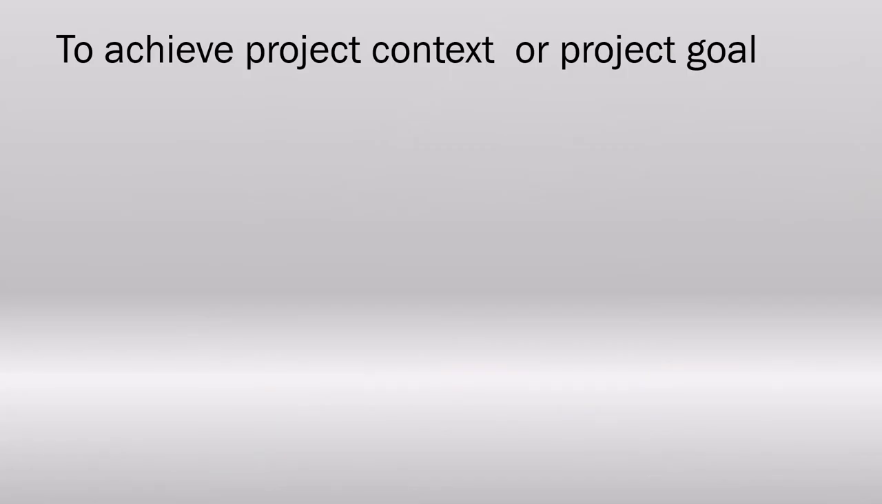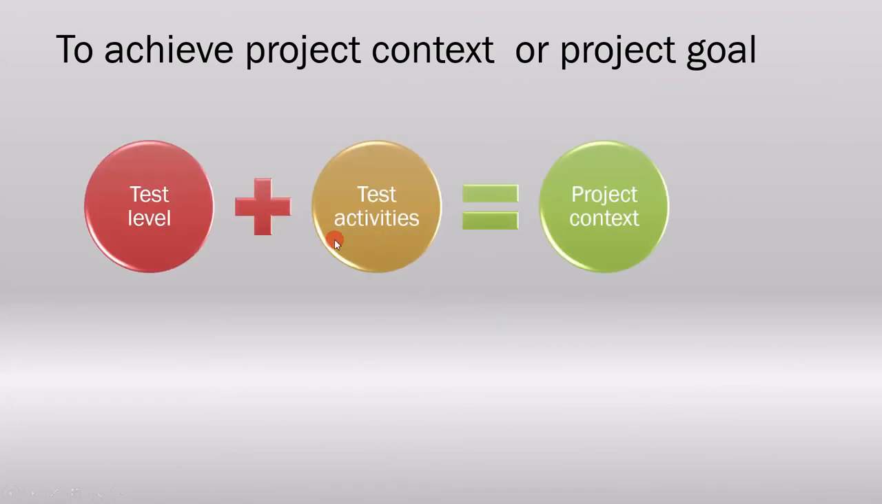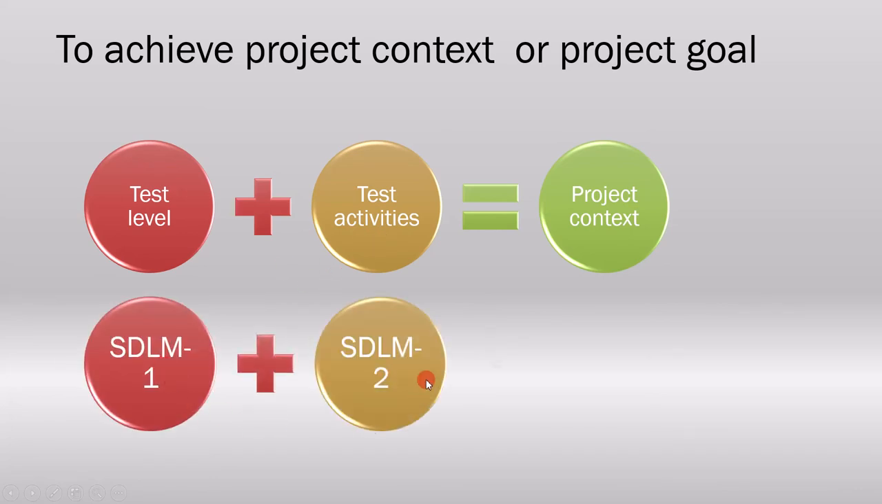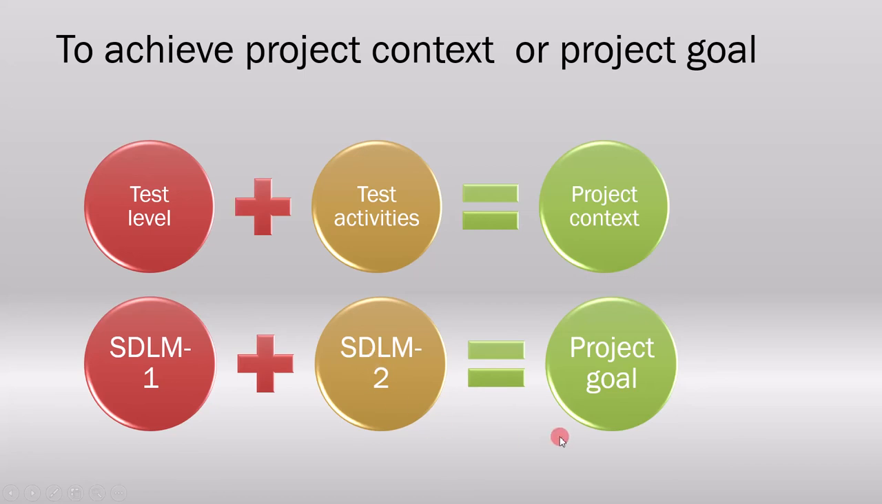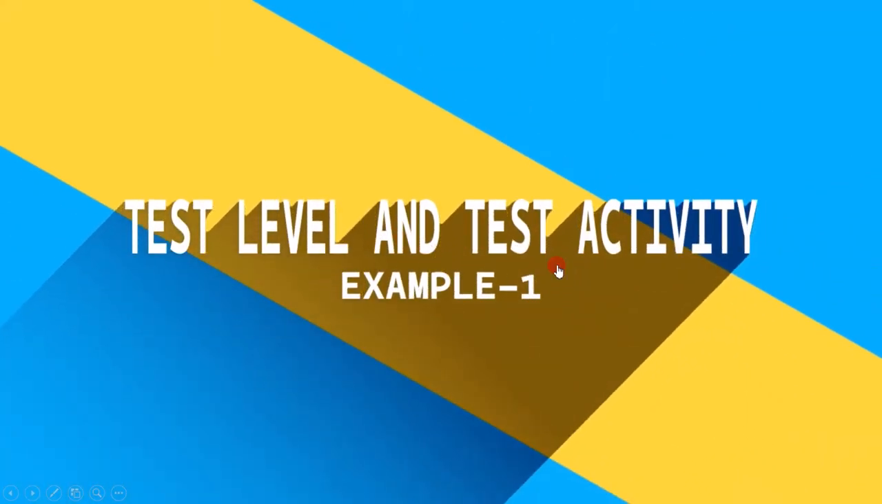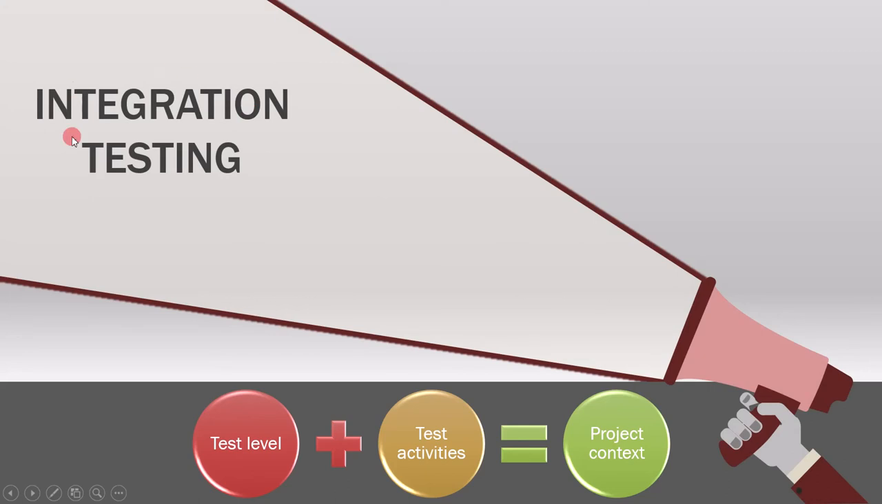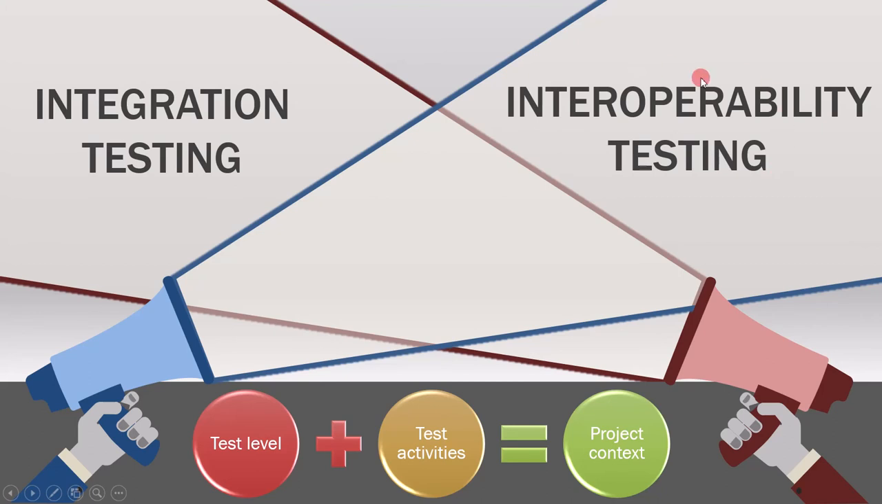To achieve the project context or project goal, we can combine test level and test activities, or we can combine two different software development lifecycle models. Now we will go through a few examples to understand this concept. Let's see the first example, where we combine test level and test activity to achieve project context. Suppose we have to perform integration testing for a test level, and our testing activity is interoperability testing. We want to combine the two to achieve our project context.